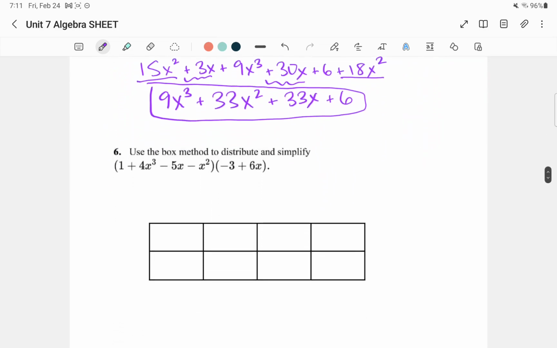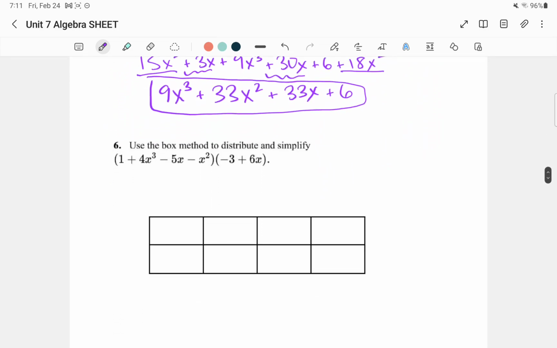So if you want to pause the video and try number 6 on your own, go ahead. All right, so let's go over number 6. So this one actually has 4 terms. That's why there are 4 boxes given to you. So I'm going to go ahead and break that up into 1, 4x to the third, negative 5x, and negative x squared. Then I have negative 3 and 6x here.